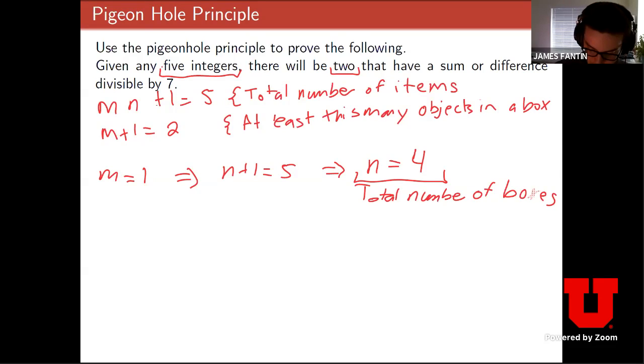The important thing to remember whenever you have a pigeonhole problem is that you're usually going to be given 2 of these variables. These are the 3 equations that we use, m times n plus 1, or n is equal to 4. Usually in the problem, you're going to be given 2 out of these 3, and you're going to need to solve for the other one. So for this problem, we know we're going to need 4 boxes.